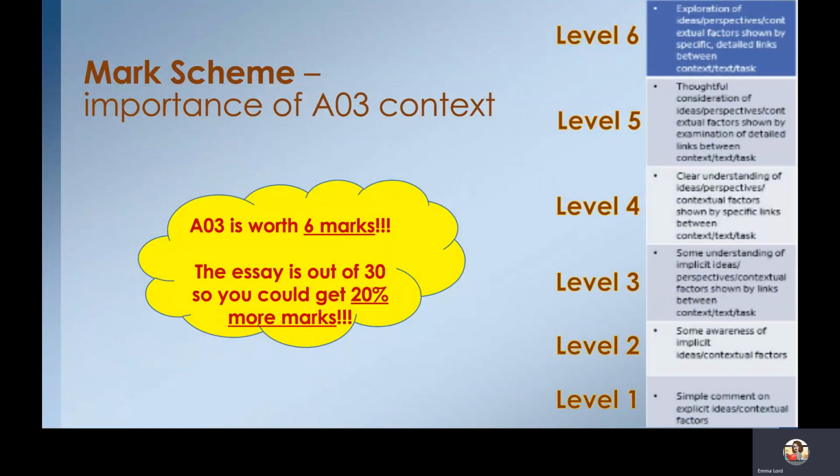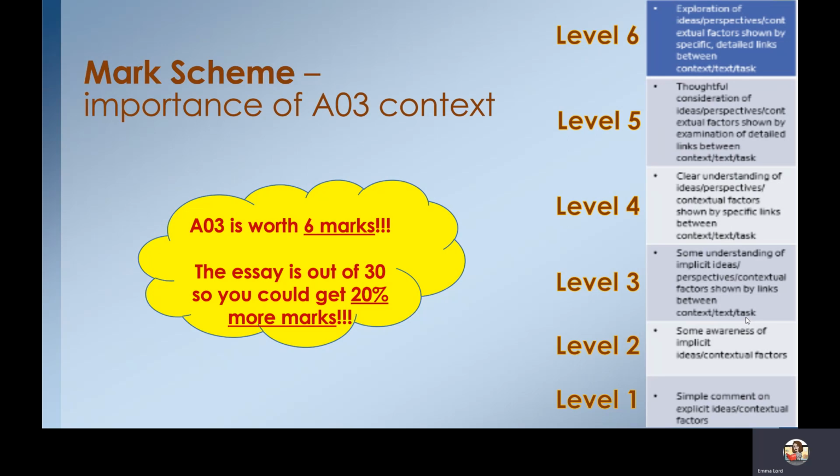So as I said in the previous video on A Christmas Carol, context is really important. It's actually worth up to 6 marks out of 30, so it's equivalent to 20% of your overall essay mark. But the only way that you're going to get up the mark scheme is by making specific links between context and the task or the text.